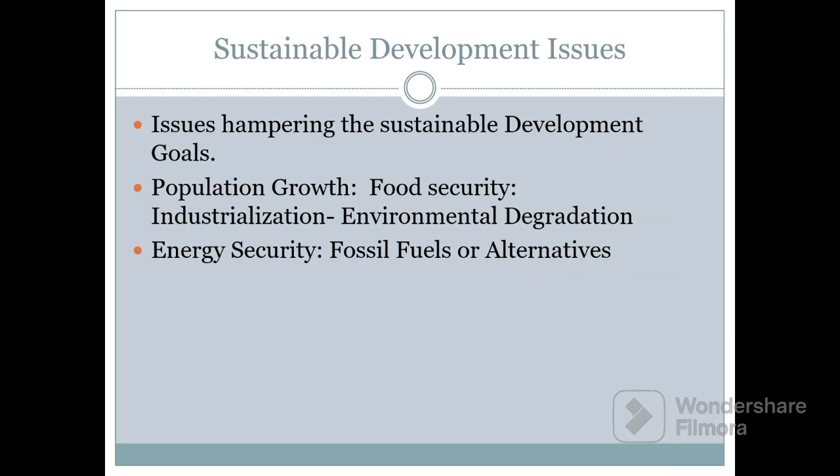The second chapter is sustainable development issues. For example, in the first chapter, we thought about sustainability. If we want to overcome issues like poverty, malnutrition, starvation, etc., we need to develop projects.